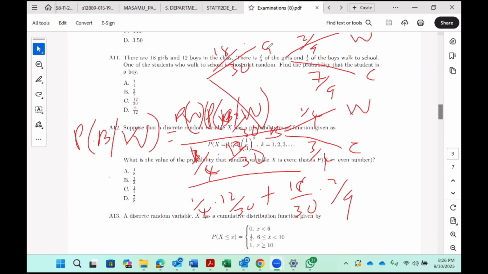We do our tree diagram where one leg is for girls, one leg is also for boys. The probability of choosing a boy is 12 over 30. The probability of choosing a girl in that class is 18 over 30. Then out of the girls, the probability that the one who walks is 2 over 9, and the probability that those who take a car is 7 over 9. When it comes to the boys, those who walk is 1 over 4, those who take a car is 3 over 4.